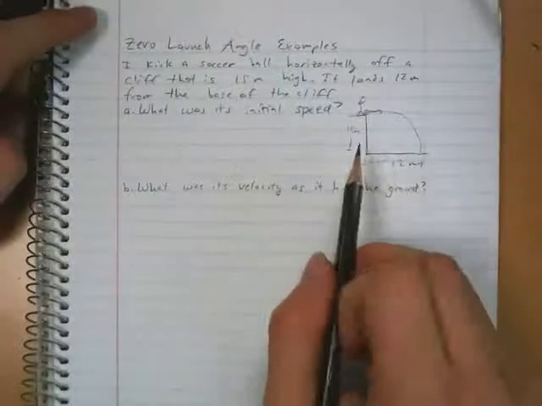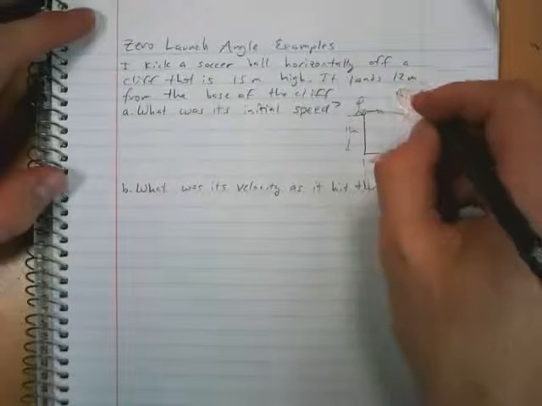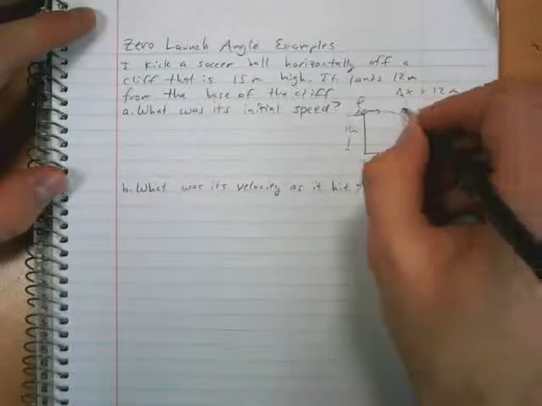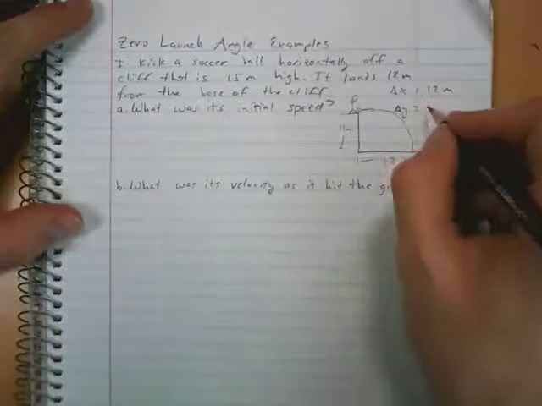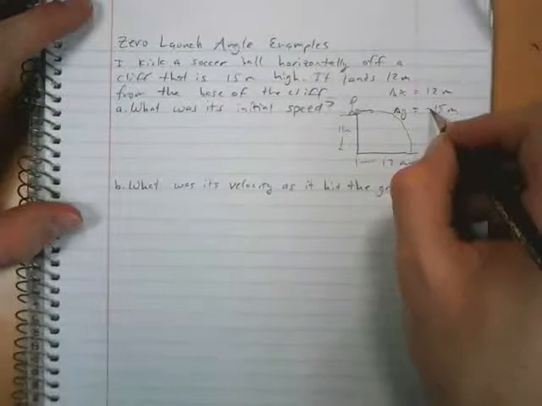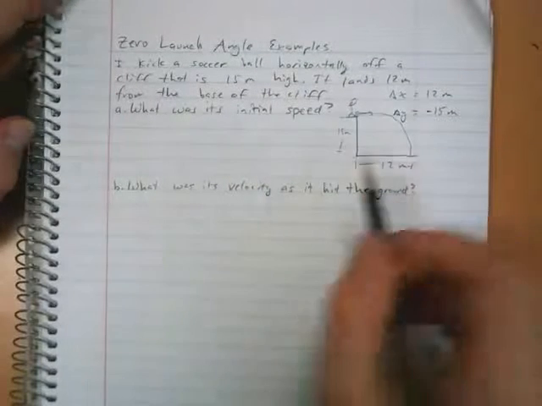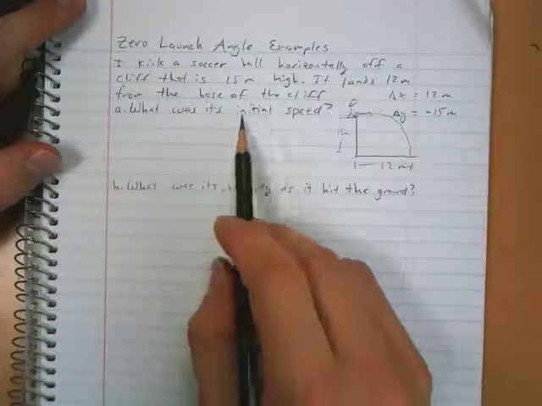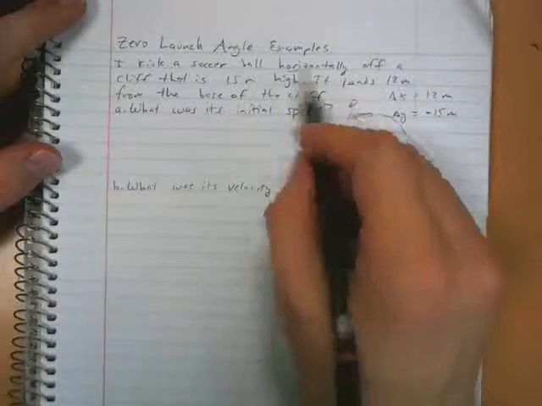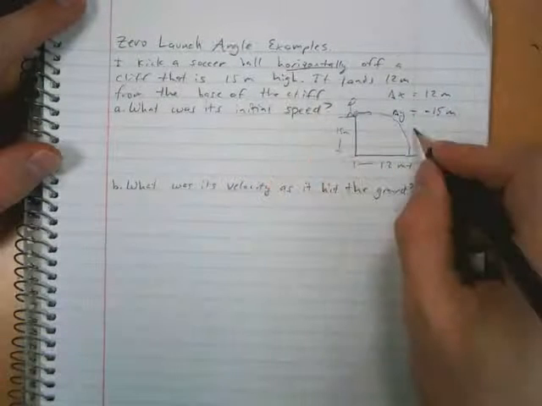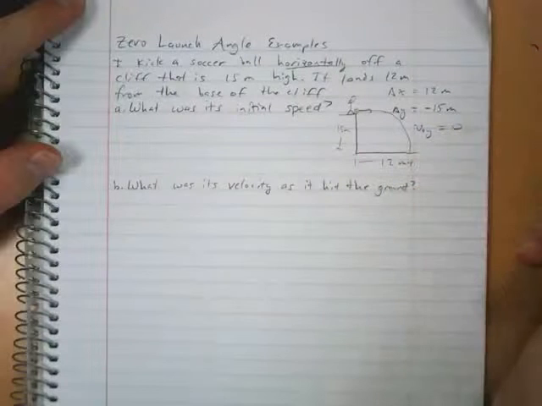Okay, so this makes it pretty clear. If you look at your picture, we know that delta x is 12 meters. Delta y is tricky, but if we're calling down negative, remember that our delta y is going to be negative 15 meters, because we wind up at a height of 0. We started at the height of 15, so 0 minus 15. So if we want to find initial speed, well, since the soccer ball was kicked horizontally, we know v naught y is 0. So our initial speed is just the x component.